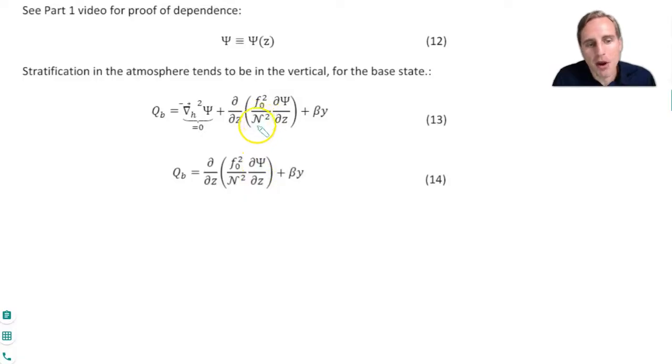And then remember, N here, which is the Brunt-Väisälä frequency, also depends upon z, the vertical, so it has to be inside this partial with respect to z derivative. And there's beta y. Remember, y is some distance north or south, let's say from our original latitude, that the Rossby wave has moved. Okay, so this is the setup for the problem. I hope this setup makes sense. You can see the symbols, you can see the equation numbers, and so on.